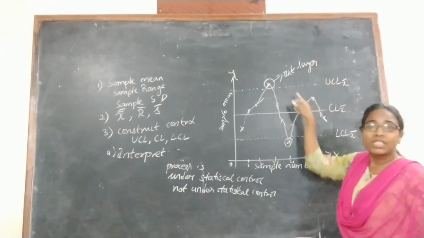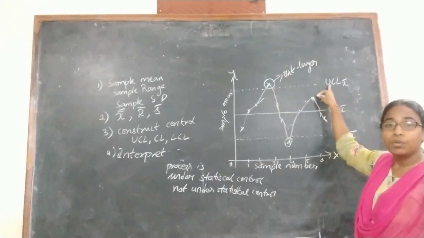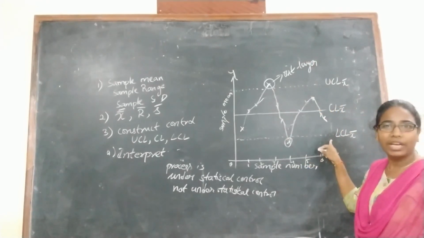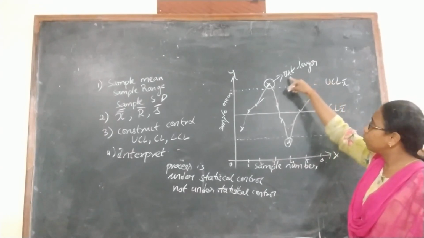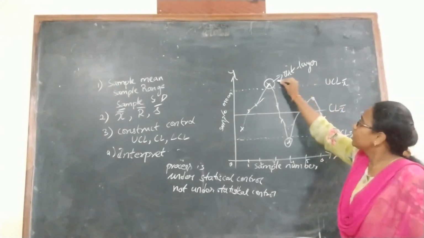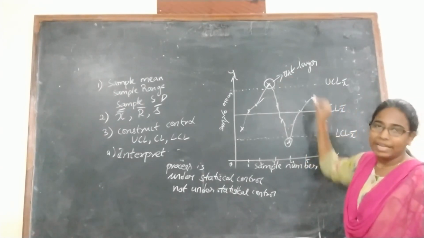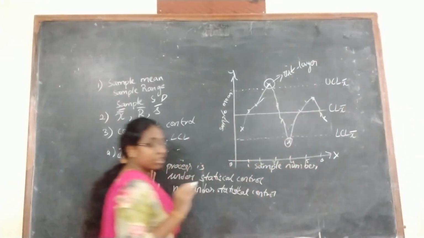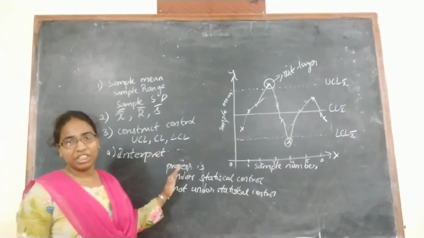These are outside our warning limits. UCL and LCL are called the warning limits, right? So these are outside our warning limits. So these values are called the outliers. So this is the procedure for constructing the sample mean chart.